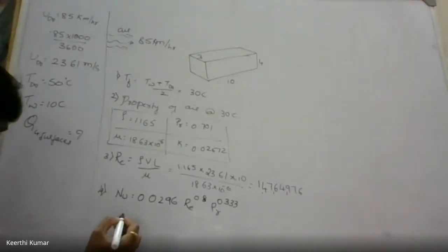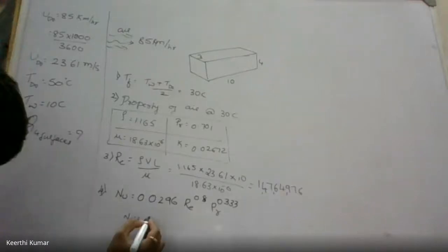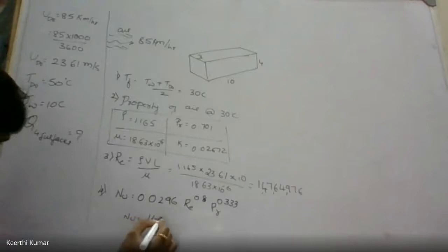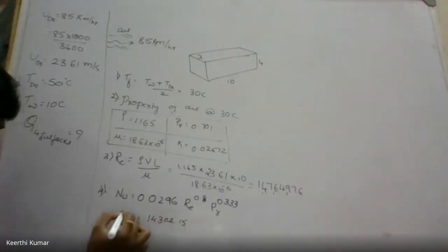Next, if you go for this Nusselt number, we will get 14302.15. This is the Nusselt number.